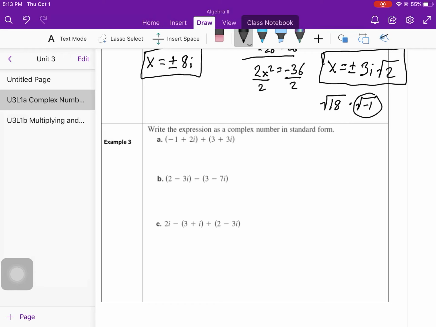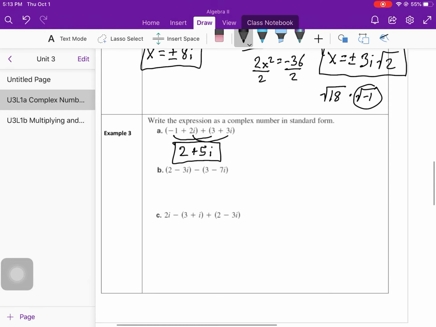Example 3 is write the expression as a complex number in standard form. Basically, you treat a number attached with i like it's a variable, because we can combine like terms. So here we would add -1 and +3, which gives us 2, and then add 2i and 3i, which gives us 5i. Now make sure when you're writing these, the i portion comes last. So standard form is to have 2 in front, which is the real number, plus 5i, which is the imaginary part, coming second.